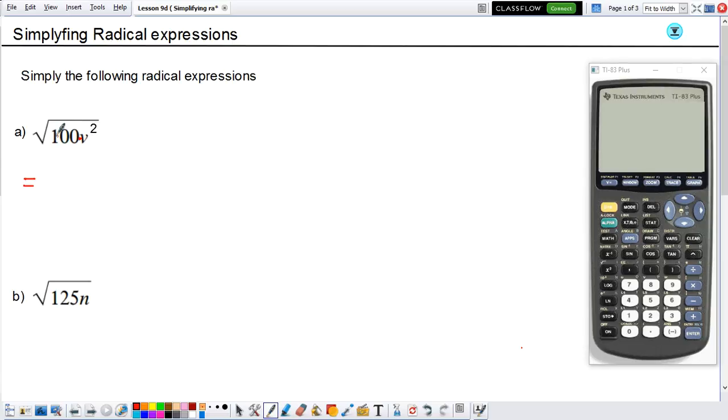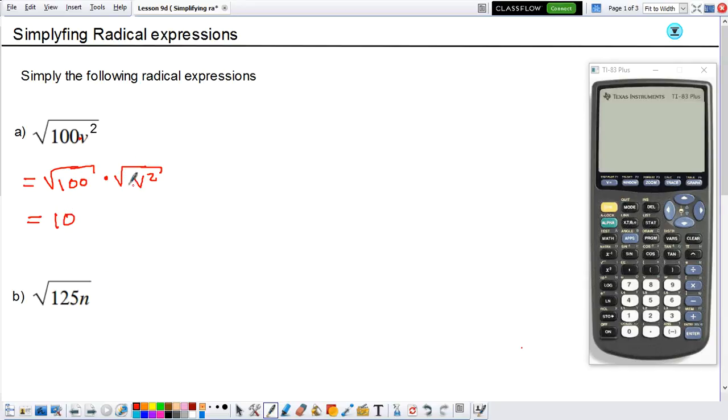So the square root of 100 b to the second is equal to the square root of 100 times the square root of b to the second. If they're multiplying, you can separate them. And now we treat them individually. The square root of 100, that's 10.